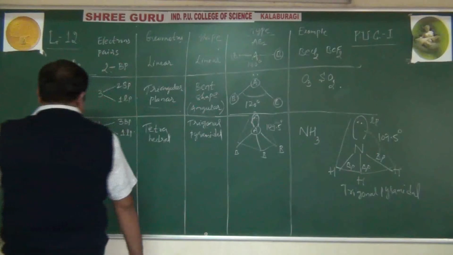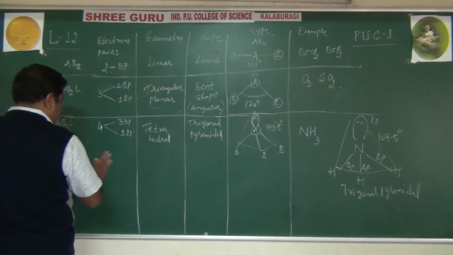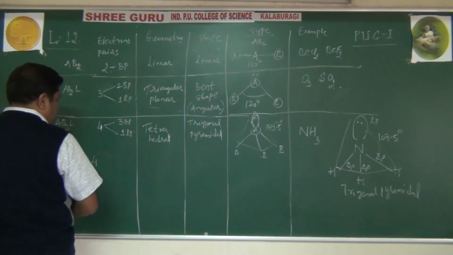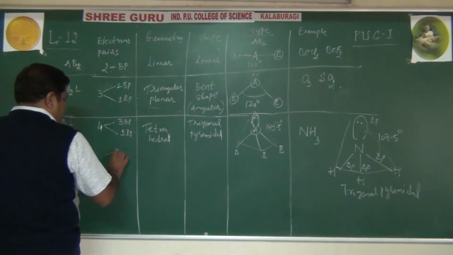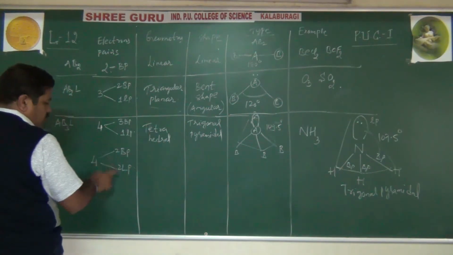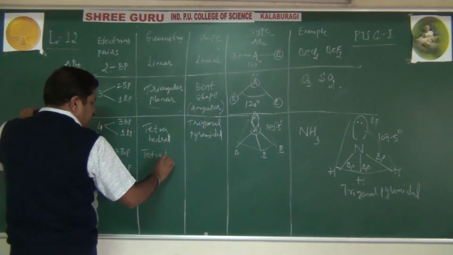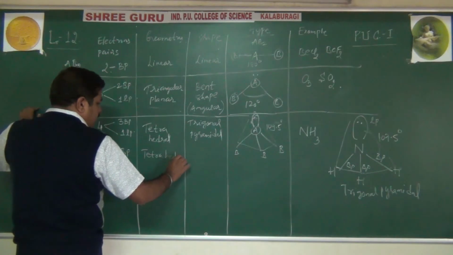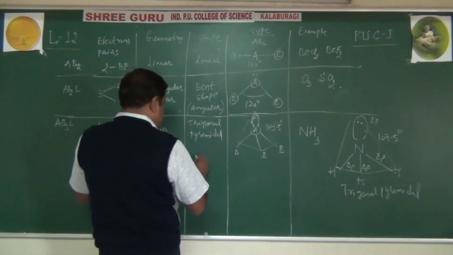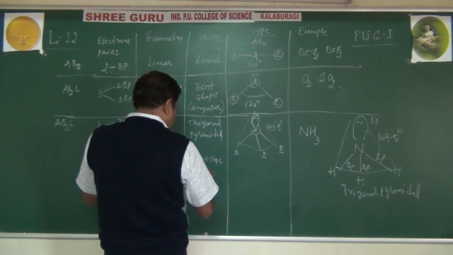If there are 4 pairs, there is another probability. What is that probability? Let us check here. Same example: 2 bonding pairs of electrons and 2 lone pairs of electrons. Even here it is 2 plus 2, so the expected geometry is tetrahedral only, no change. But instead of that, it is called bent shape or angular.